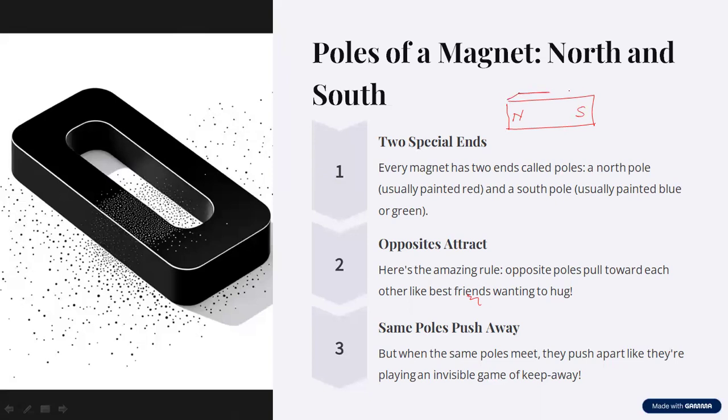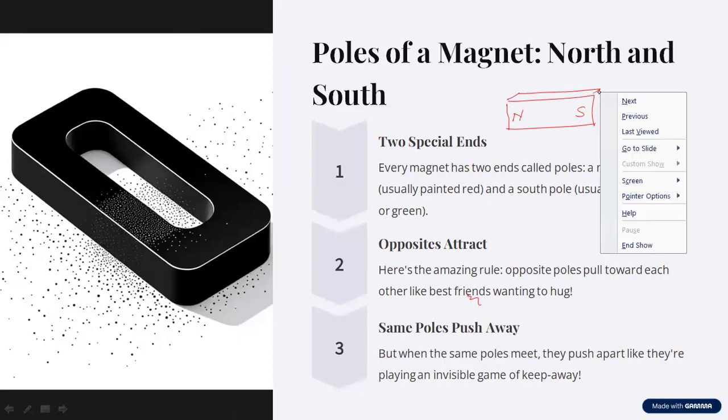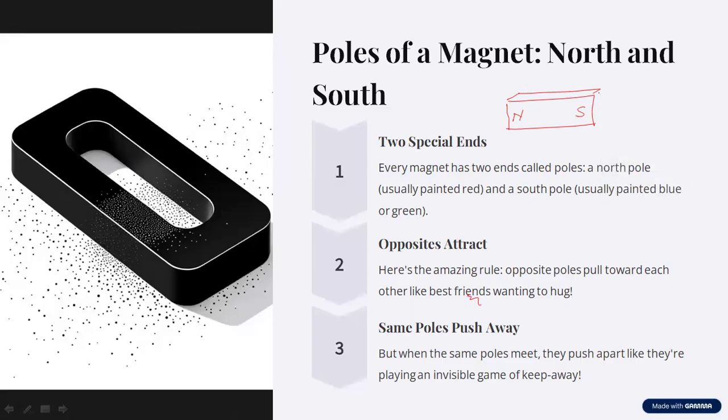So this is called a bar magnet. And this part generally is painted red, and the other one is painted blue, right? So this is how a magnet looks. So what do we know? A magnet has two poles. N is for North Pole and S for South Pole.